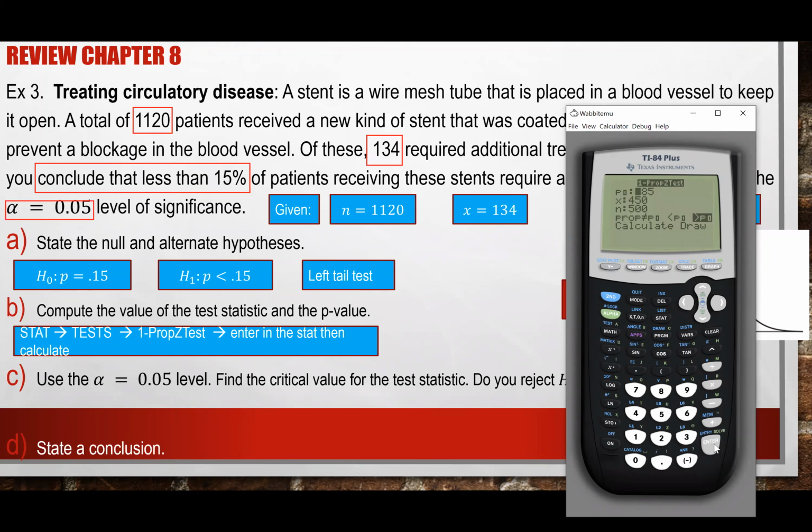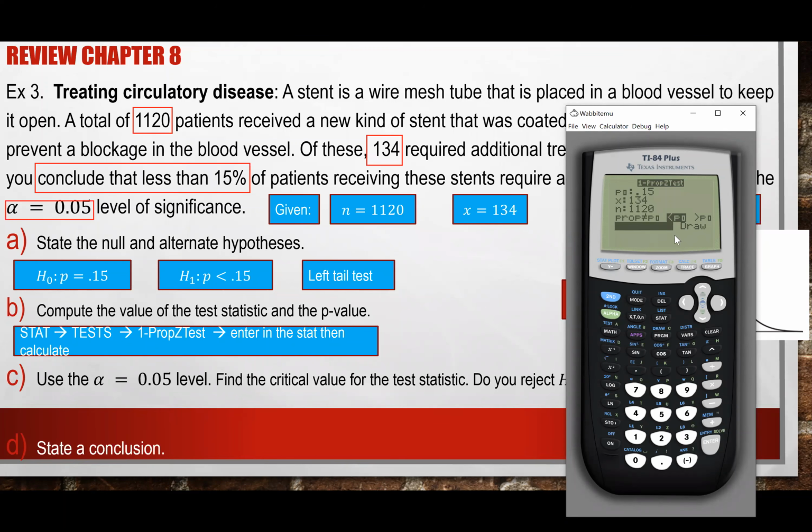If you look at this item, we have the one proportion z-test. The p sub 0 is 0.15 for us. The x that we have is 134, and the n that we have is 1,120. Make sure that you choose the right tail, the right symbol, which in this case is the left tail test, not the right tail test, right? Then make sure you calculate. If you don't choose the correct tail, your p-value will be wrong.